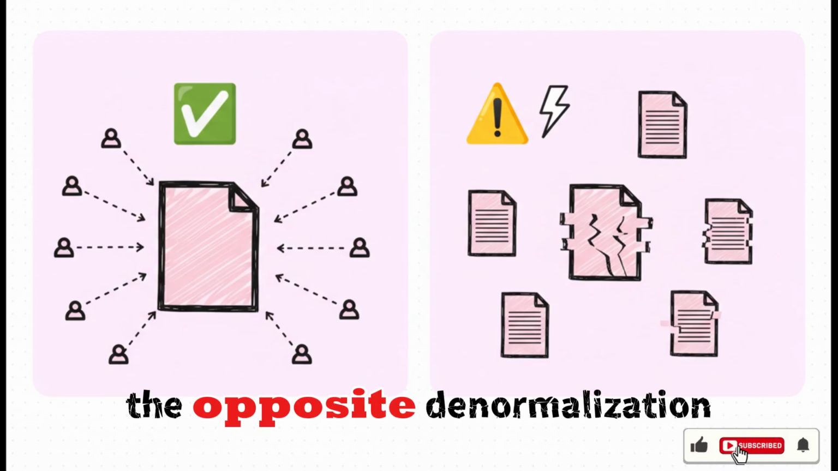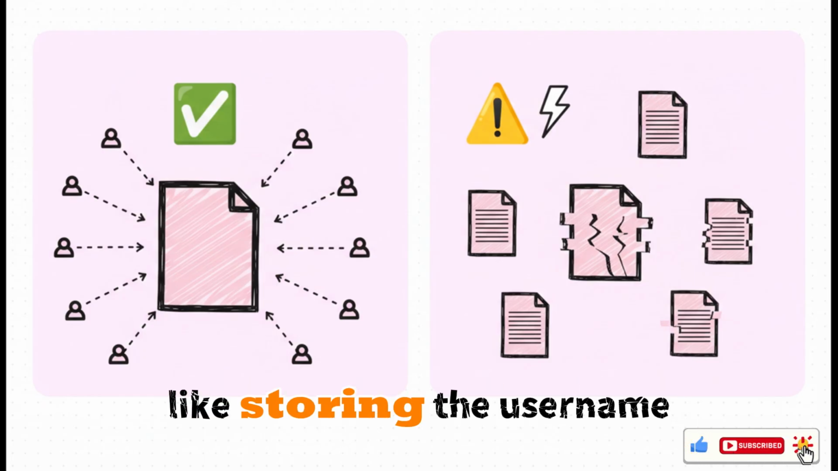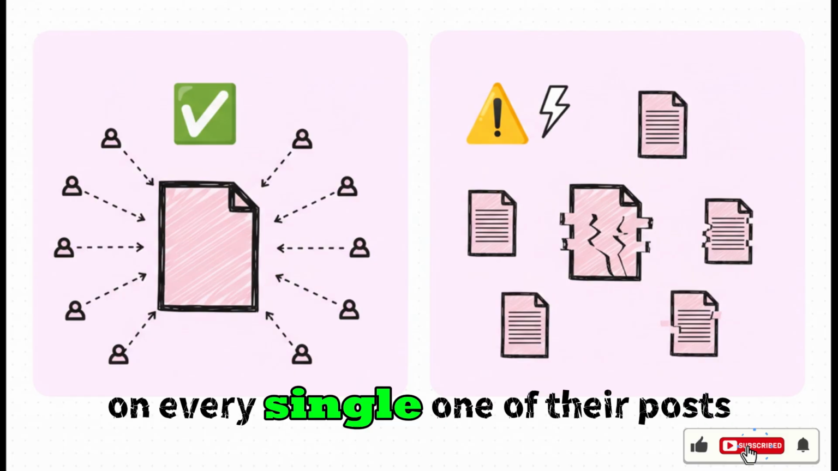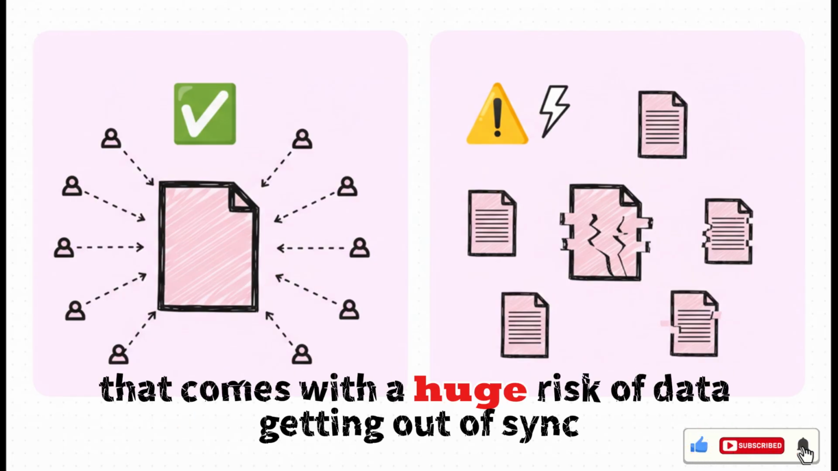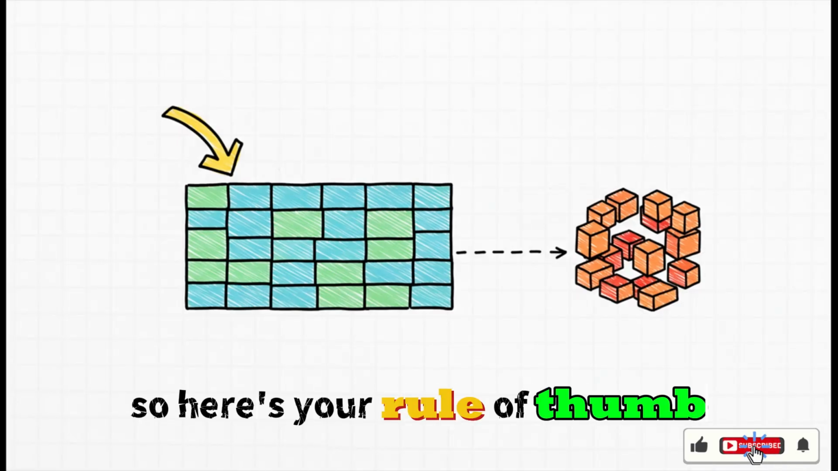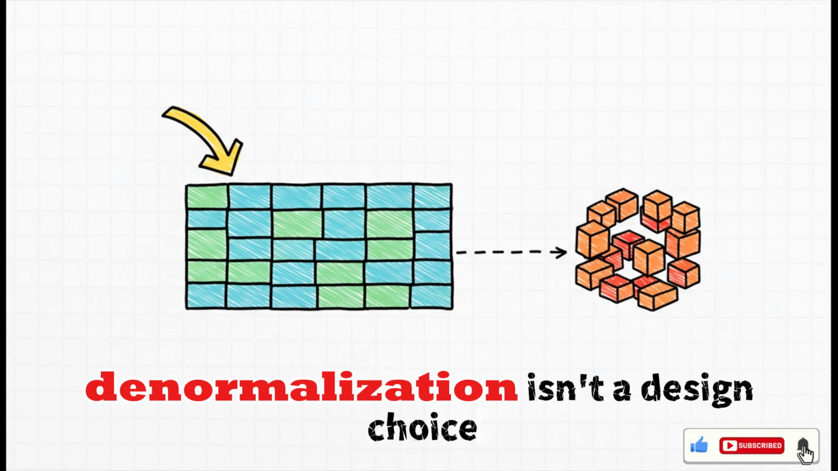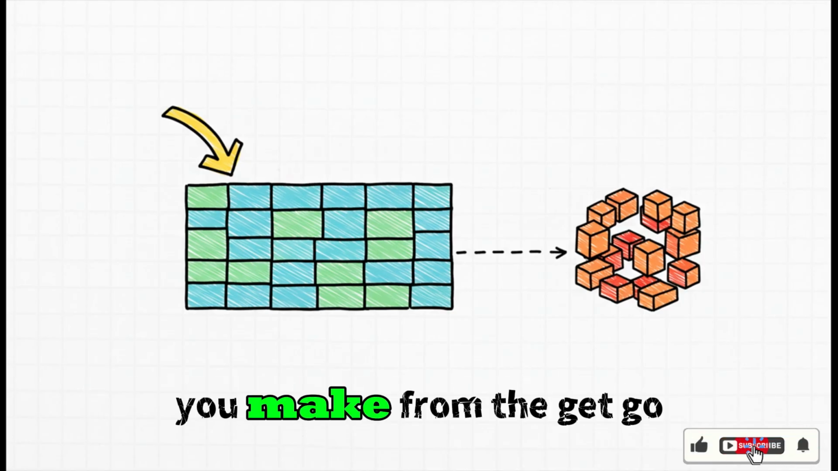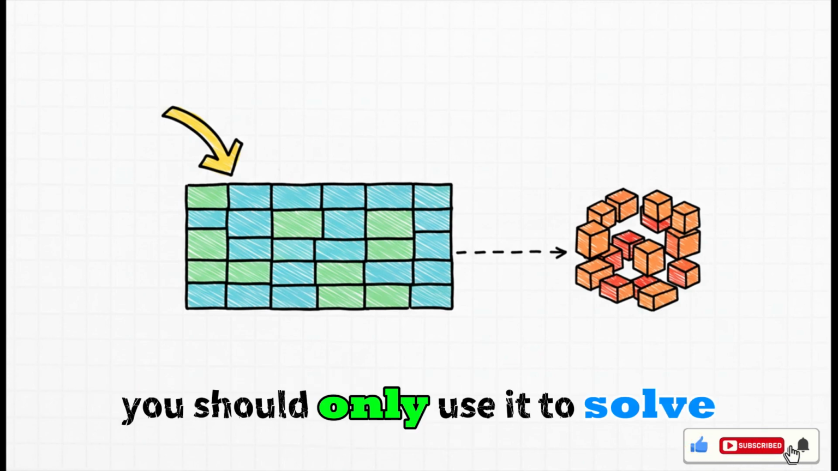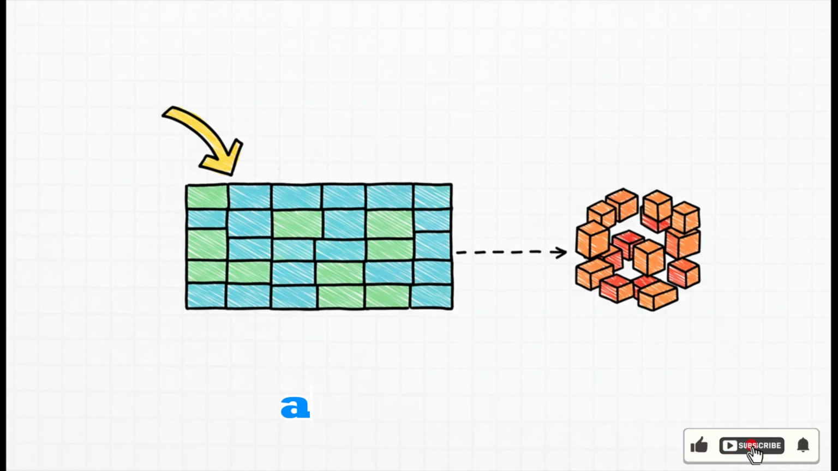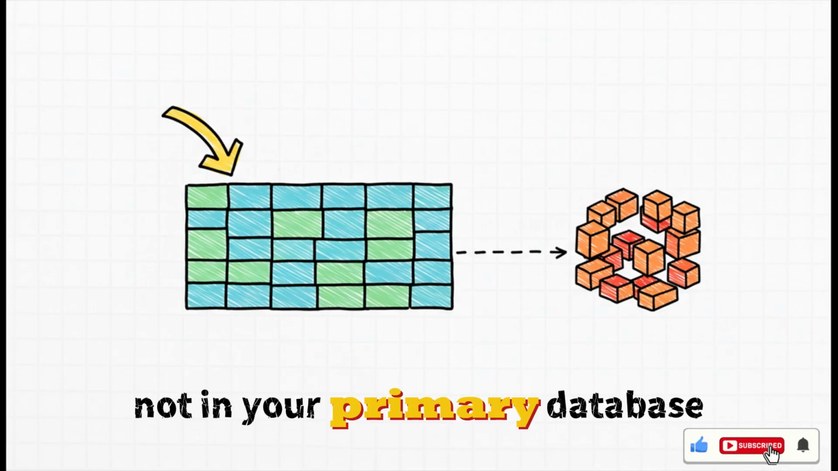The opposite, denormalization, is when you deliberately duplicate data, like storing the username on every single one of their posts, just to speed up reads. But that comes with a huge risk of data getting out of sync. So here's your rule of thumb. Always start with a fully normalized model. Denormalization isn't a design choice you make from the get-go. It's a performance optimization strategy. You should only use it to solve a very specific bottleneck, and even then, it's often better to do it in a separate cache, not in your primary database.